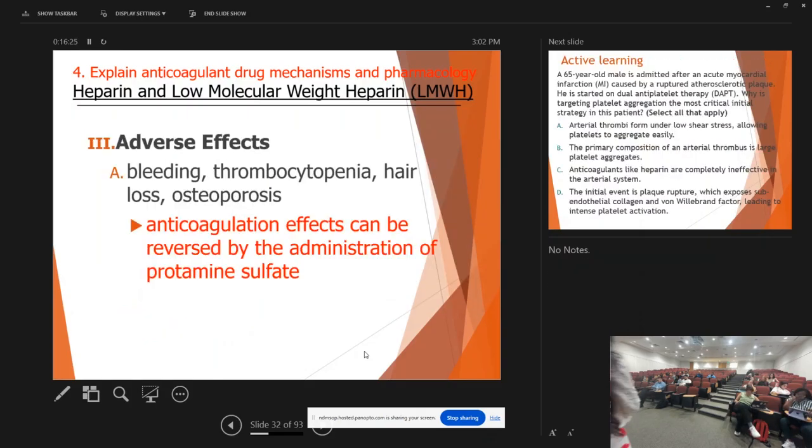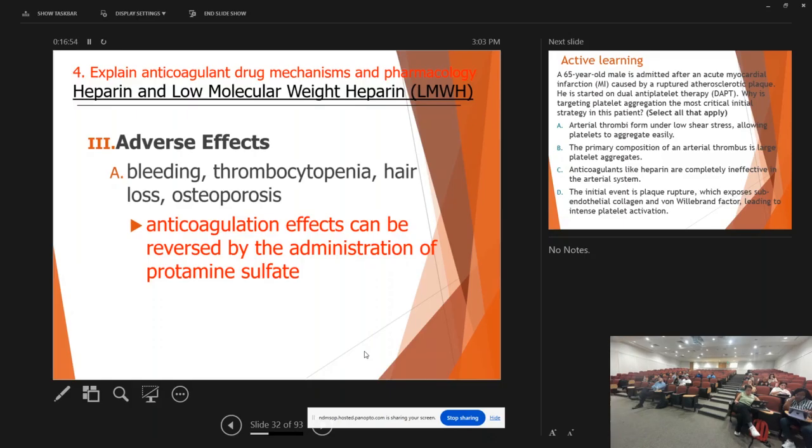So there are some adverse effects of this drug, okay? The adverse effects here are bleeding, hair loss, osteoporosis, and you need to now think about reversing that. You will learn later in your clinical that this drug, protamine sulfate, can help you address that adverse effect.